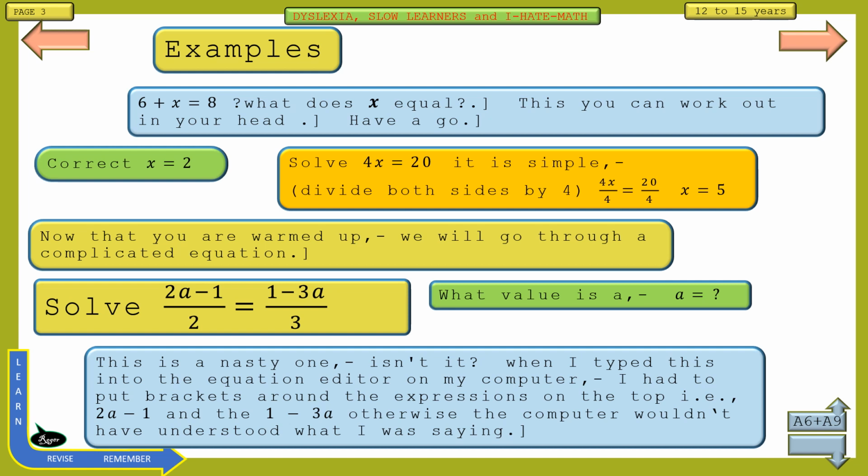When I typed this into the equation editor on my computer, I had to put brackets around the expressions on the top, that is, 2a minus 1 and 1 minus 3a. Otherwise the computer wouldn't have understood what I was saying.